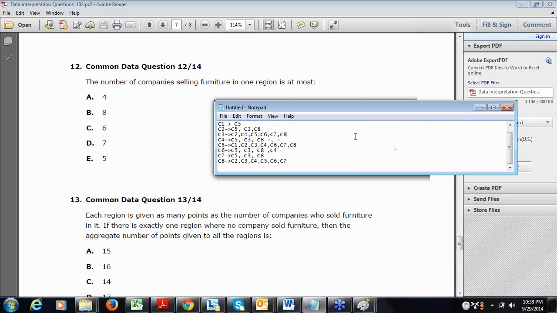Now consider C4. Out of its competitors, 3 are C5, C3 and C8. One will be here, one will be here. One competitor will be here. C4.